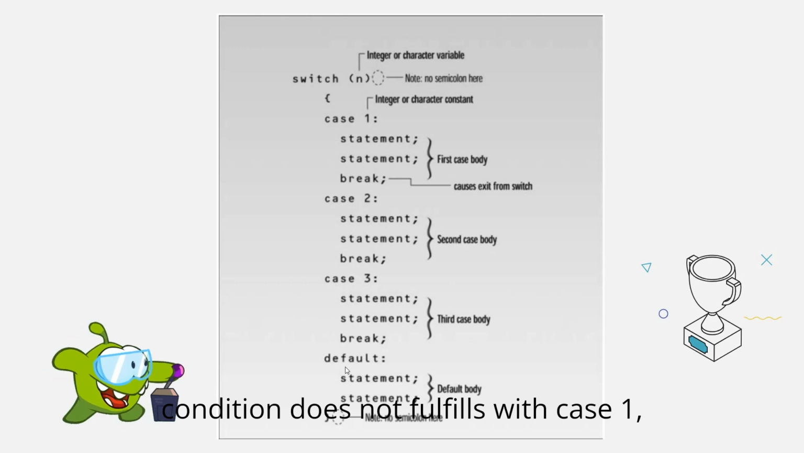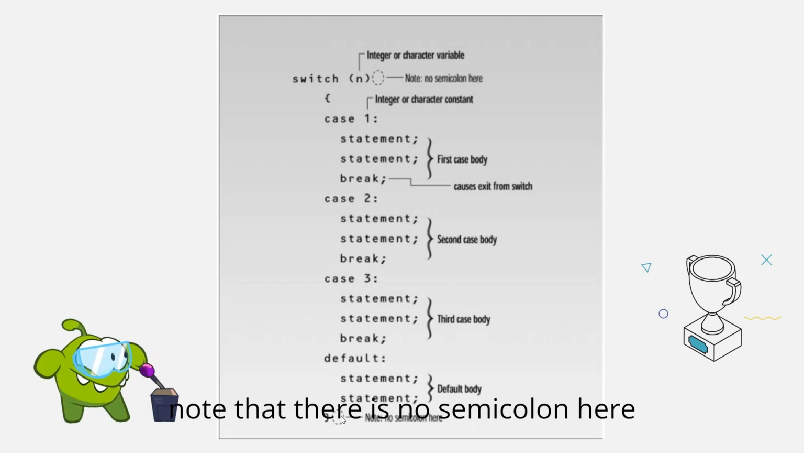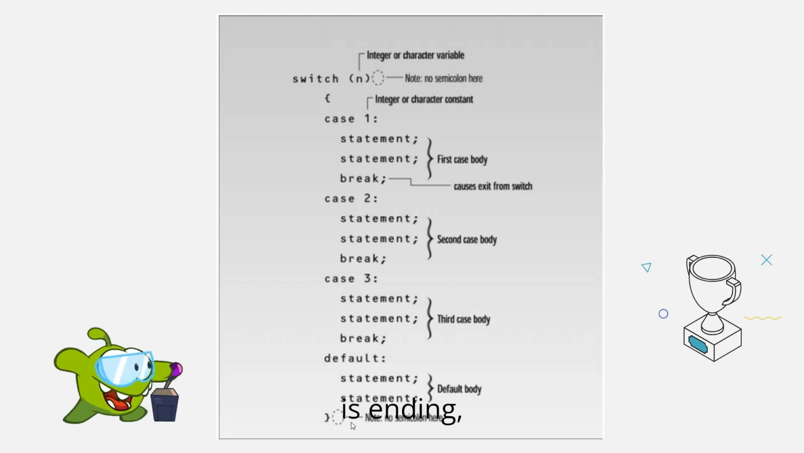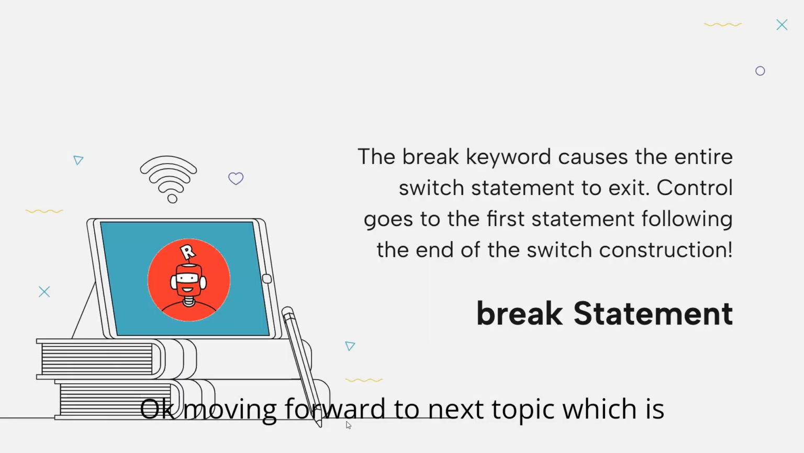If a user's condition does not fulfill case 1, 2, or 3, then the default statements will run and the default body will run. And note that there is no semicolon here after the curly braces where the code is ending. Okay, moving forward to the next topic, which is the break statement.